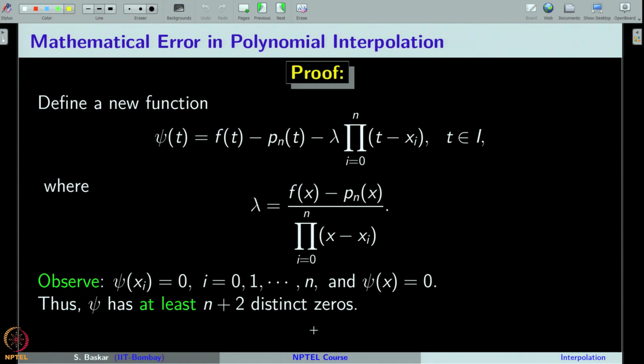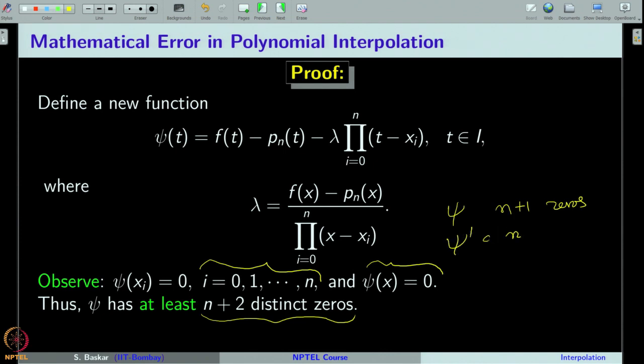Therefore, how many zeros are there for the function psi? You can see that there are n plus 1 zeros coming from the nodes plus 1 zero that is coming from the point x that we have chosen arbitrarily to derive the mathematical error, right? So, there are totally n plus 2 distinct zeros. Now, you have to go back to our mathematical preliminaries chapter, exercise problems. There is an exercise problem which says that if a function psi has n plus 1 zeros, then psi dash will have at least n zeros. At least, that is very important.